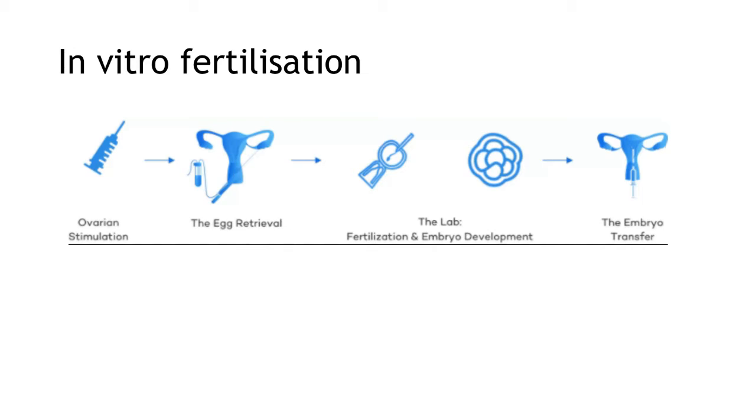We then surgically remove the eggs from the ovaries. Eggs are mixed with sperm in a culture dish. The fertilized eggs are incubated until they have formed at least 8 cells. At this stage is when we would do pre-implantation genetic diagnosis, which we'll talk about in a second. Embryo transfer will then occur at the 8-cell stage, and the embryo is transferred to the uterus for implantation.